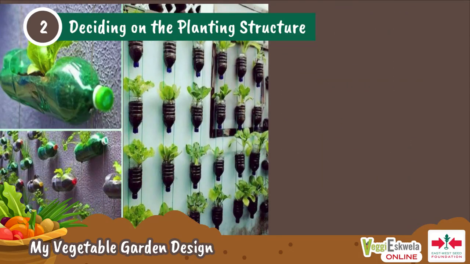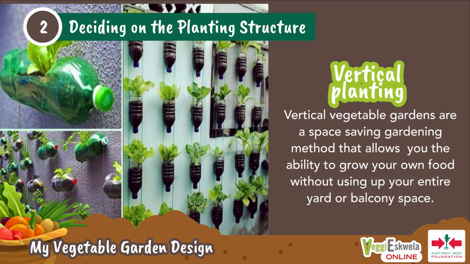Vertical vegetable gardens are a space-saving gardening method that allow you the ability to grow your own food without using up your entire yard or balcony space. They encourage plant and vegetable growth by giving them more access to sunlight, making them easier to water, keeping them above pest levels, and improving air circulation. Vertical gardens also make it easier to harvest your food once it's fully grown.